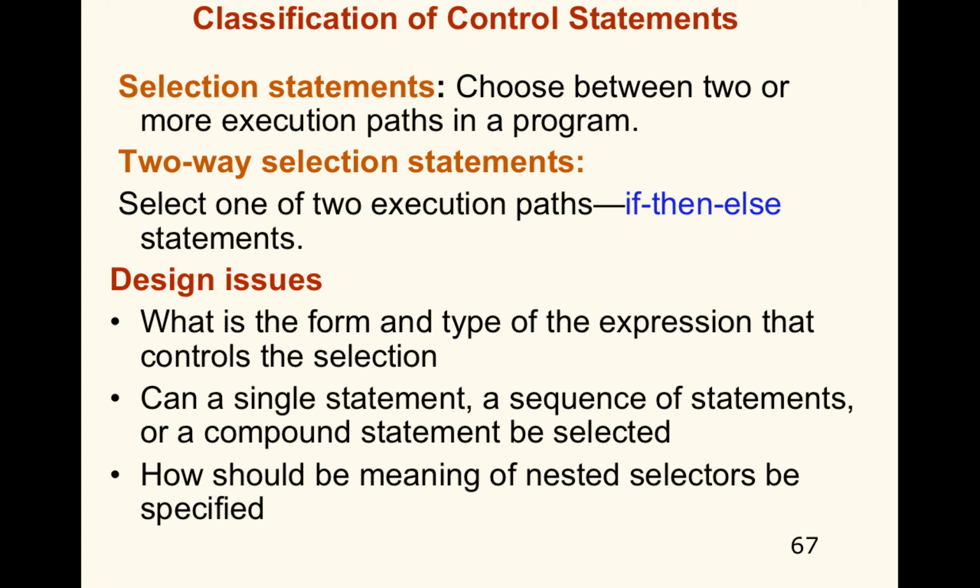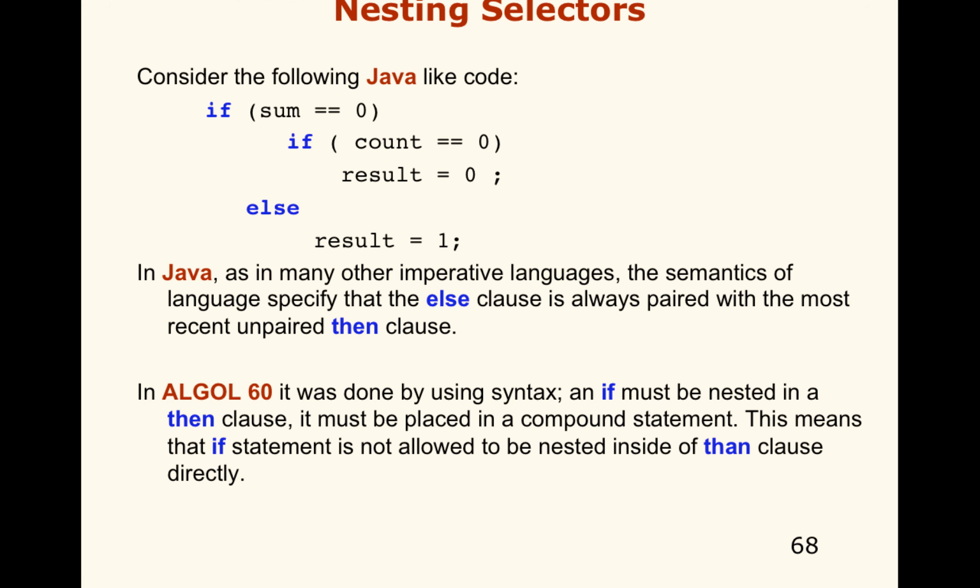And how should the meaning of nested selectors be specified? If we have nested selectors, those would be ones inside, like else if is a nested selector. So if, and then some languages actually have an end if, or they have an else, or they have a then. That's what these are talking about. These are nested selectors. Should we have an else if, an elif, like we have in Python? Should there be a default? How should we specify the selectors that are nested inside of the control structure?